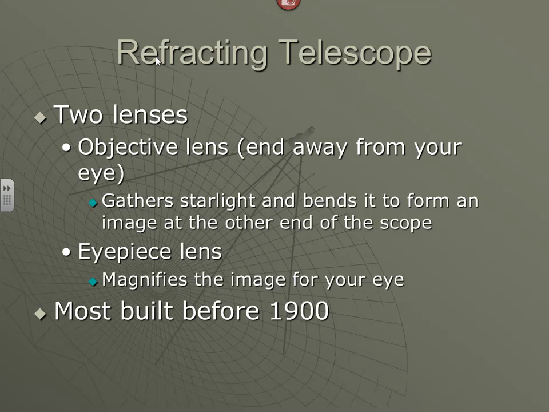Most large refracting telescopes were built before 1900. This is the older of the two kinds of optical telescopes. This is the older technology. So most of these large refracting telescopes are getting up there. There's one at the University of Illinois in Urbana-Champaign. It was built in 1896. Still works, though, by the way.